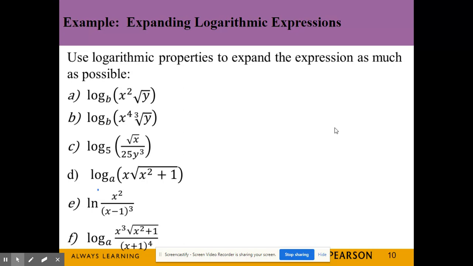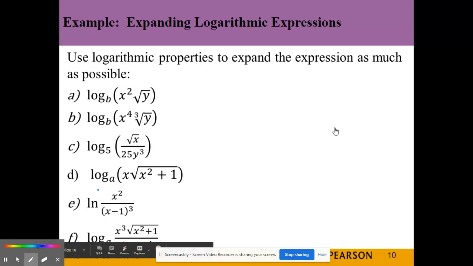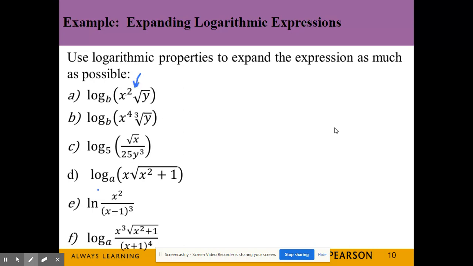Well, I'll tell you what, let's do example A, and then I'll leave the other ones for you to try, and then we'll come back and go over the answers. So how do you know when to stop? Well, how about we start one first? First thing I'm noticing is there's multiplication here. It's x squared times square root of y. So I'm going to split that up based on the product rule.